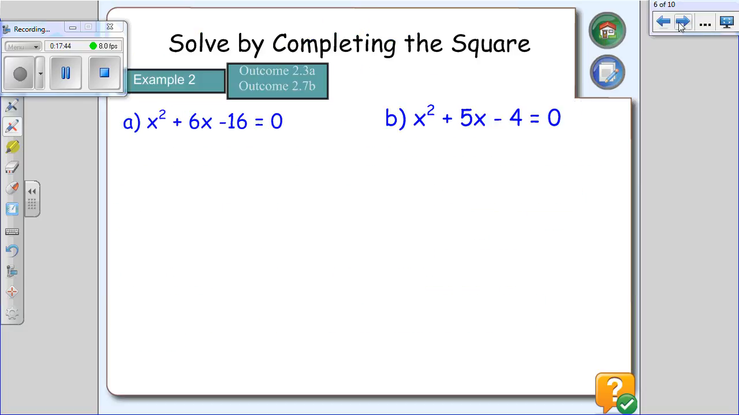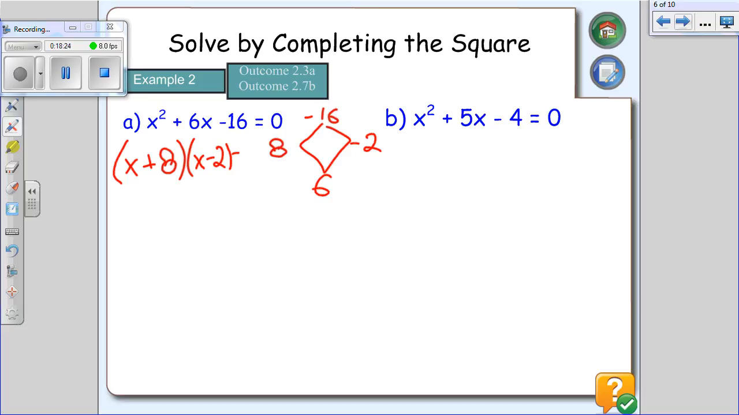Factoring. Okay, what multiplies to be negative 16 and adds to be 6? Eight and negative 2. So that would work out perfectly. So you would just change it to be x plus 8, x minus 2 equals 0, and your answer is x equals negative 8 or 2.